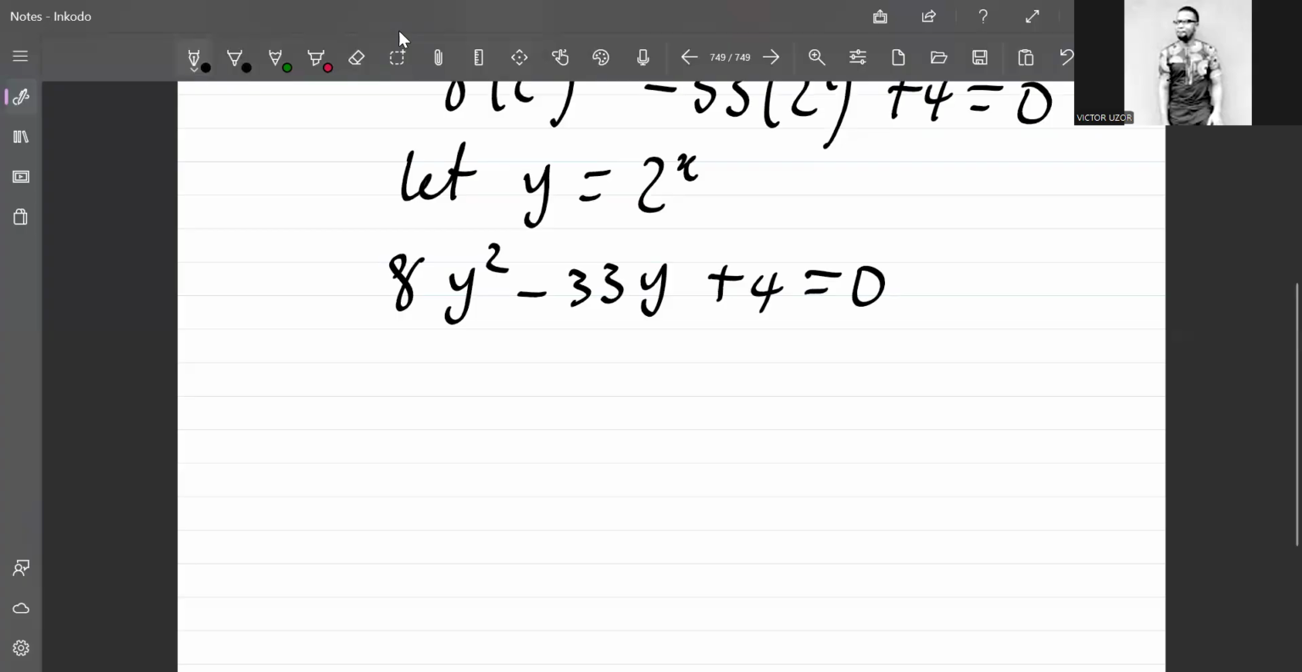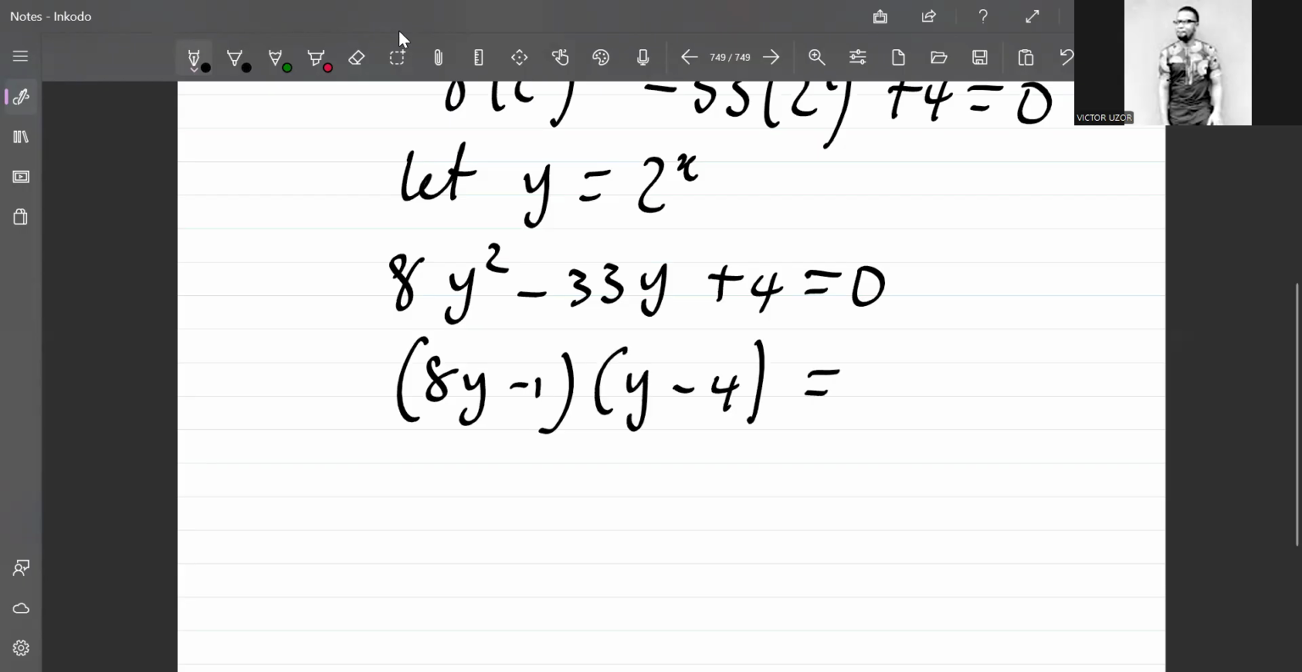Now this is your regular quadratic that you can now solve. If we use the factorization method again, we'll be having (8y minus 1)(y minus 4) equals 0. That means that your y equals 1 over 8 and y equals 4.